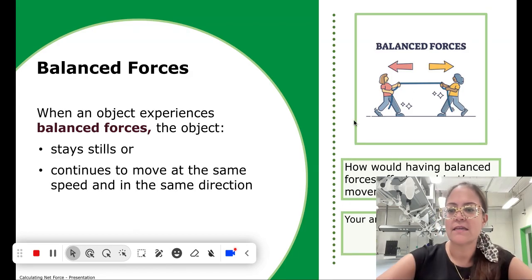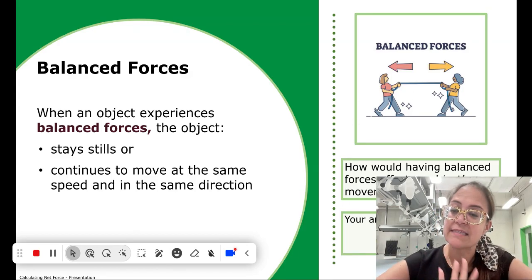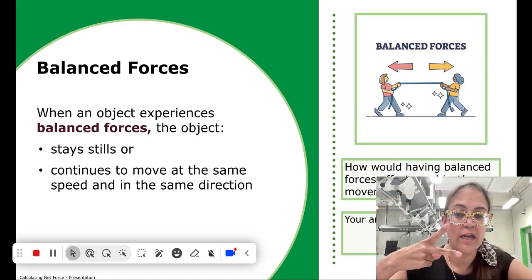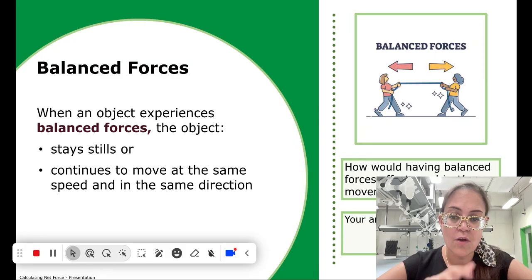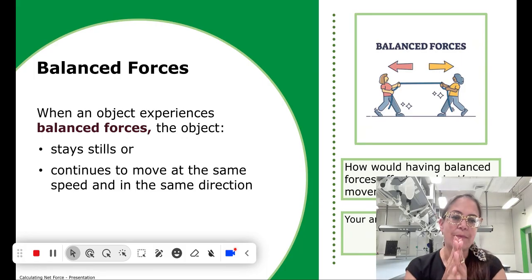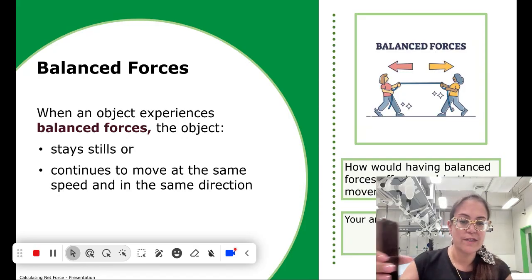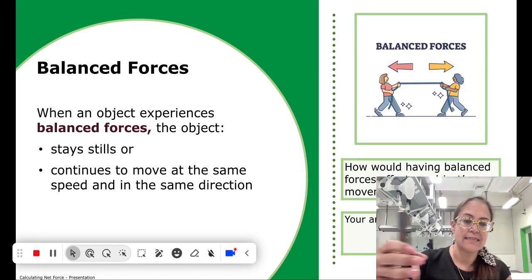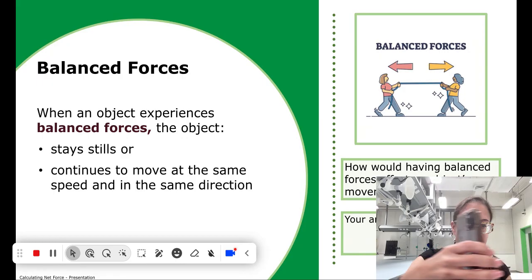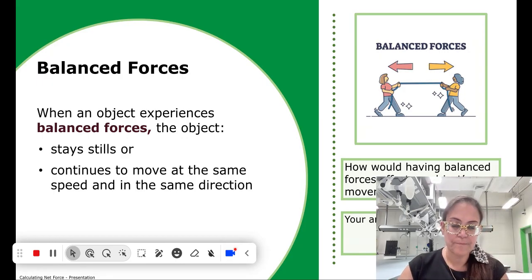All right, so balanced forces. When an object experiences balanced forces, the object does one of two things. It either stays still or it continues to move at the same speed and in the same direction. So please keep in mind, balanced forces does not mean there's no motion. Balanced forces means there's no change. So if it's staying still, like my phone, it's going to stay sitting still, like nothing is changing about its motion. If it's moving to the right at 10 kilometers per hour, it's going to keep moving at that same speed and in that same direction. So balanced forces means no change in motion.